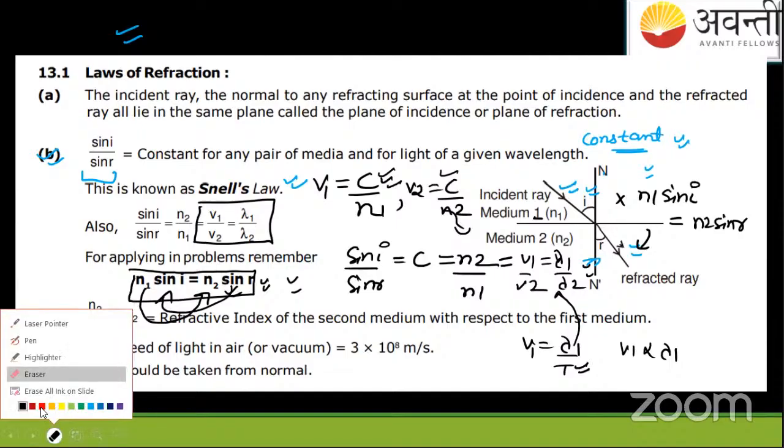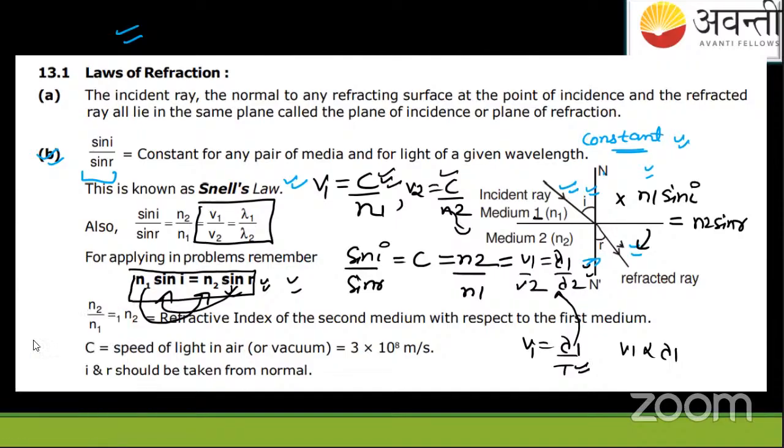Okay. If you find this somewhere, don't worry. Don't think about what's happening here. You will read it like this: if 2 is in the subscript and 1 is in front, that is the refractive index of the second medium with respect to the first medium.